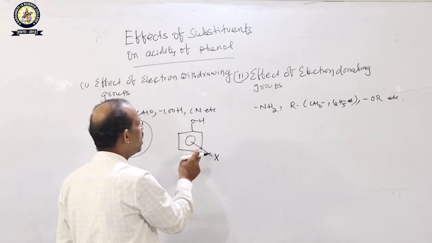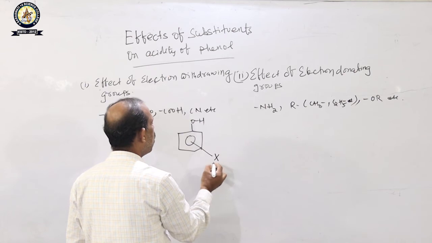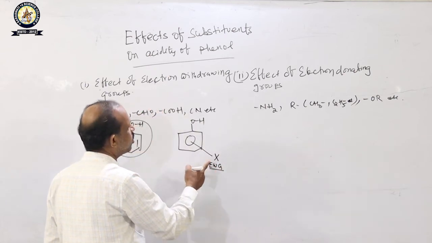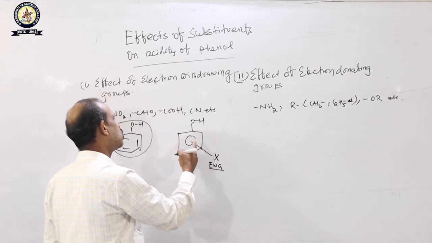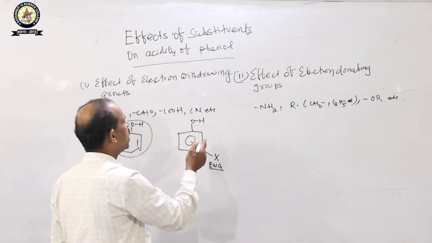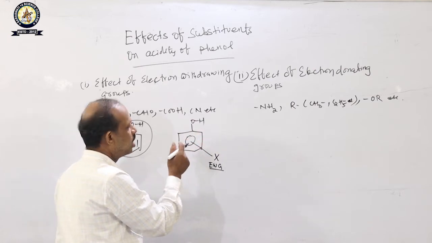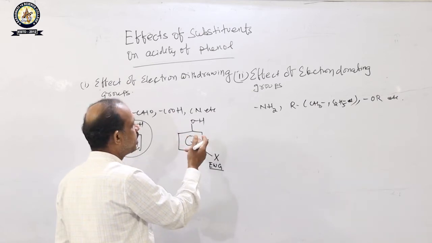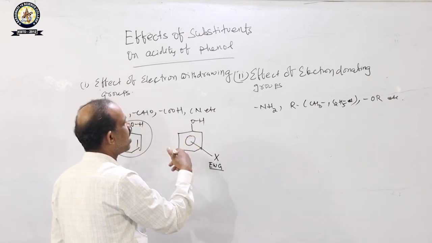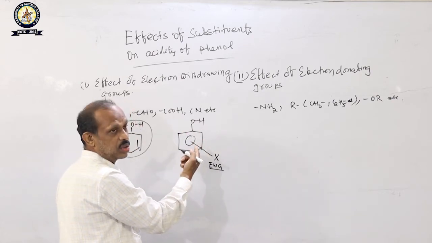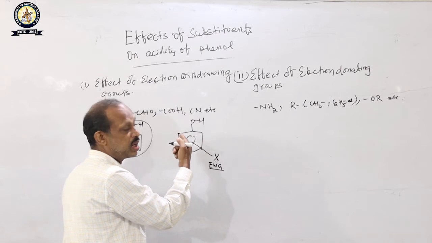So this is your phenol and this is your electron withdrawing group. When an electron withdrawing group is attached to your phenol, whether that is ortho, meta or para, that we will discuss, then what will happen? The acidic character will be increased, which will stabilize the phenoxide ion through dispersal of electron.